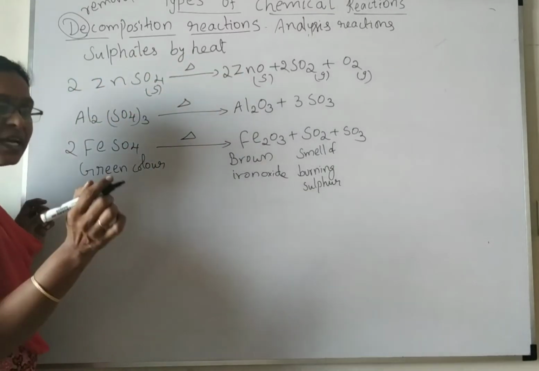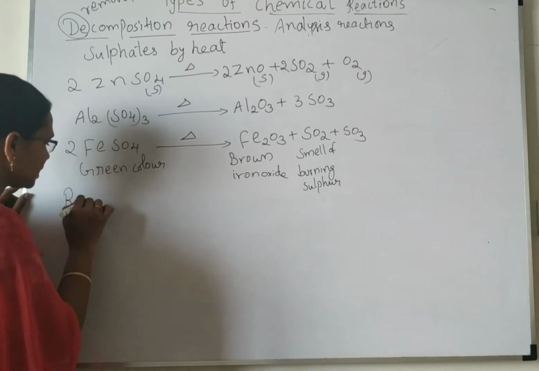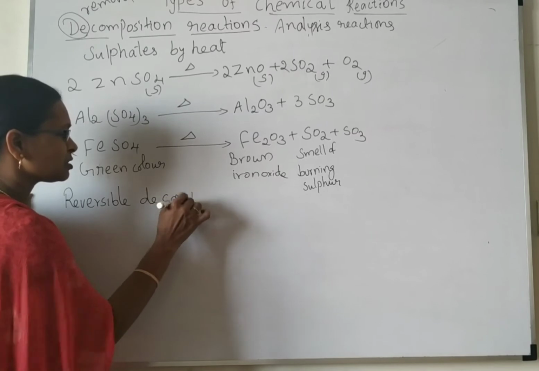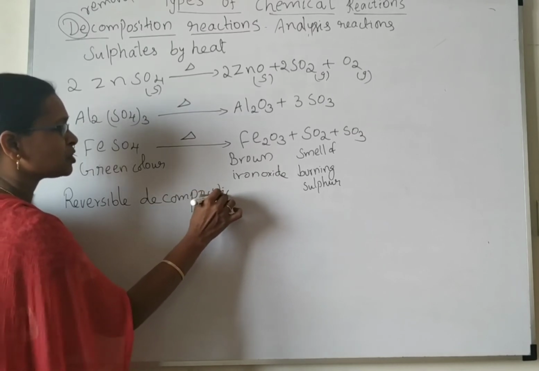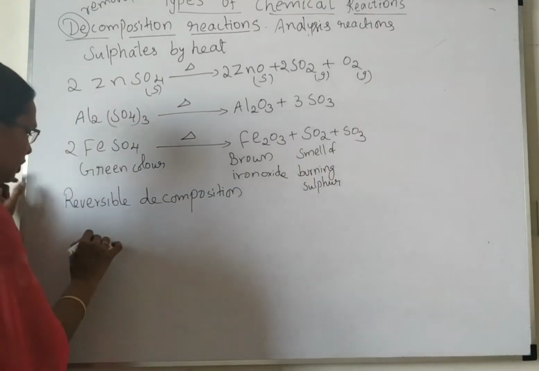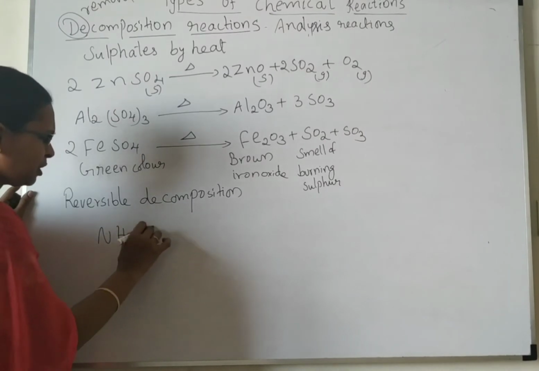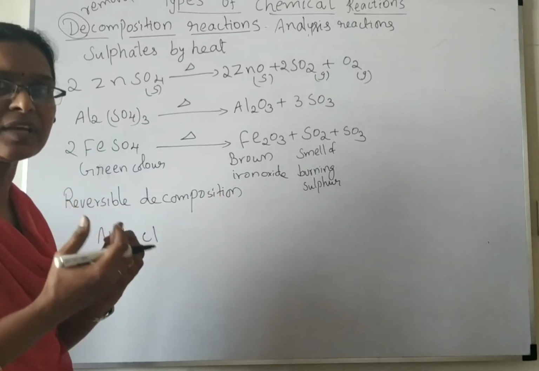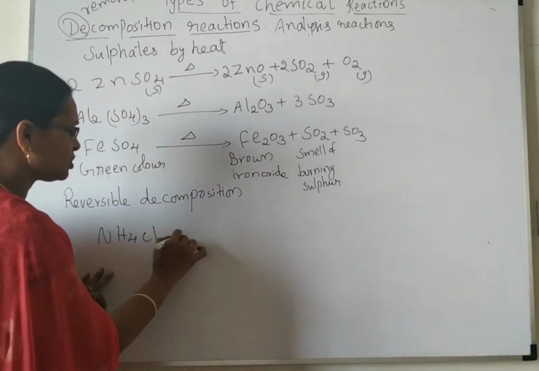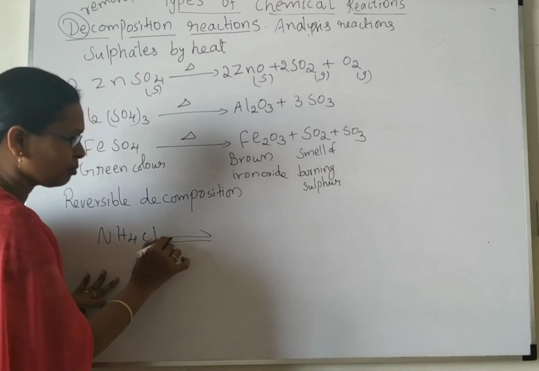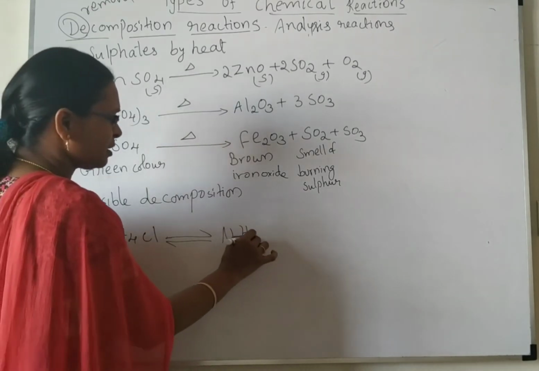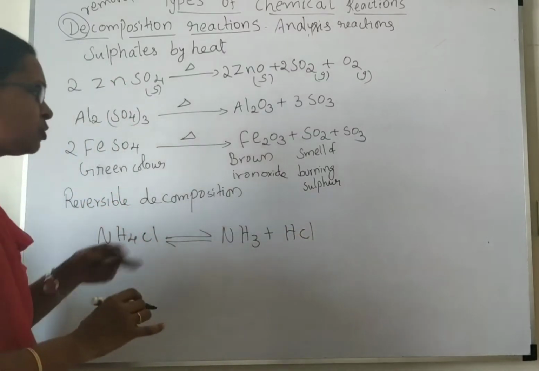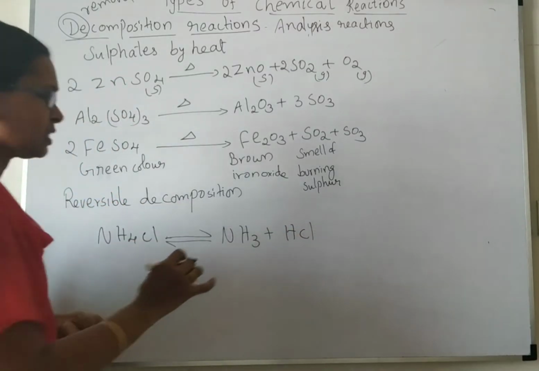And then some reversible decomposition reactions are also there. When you take a reversible decomposition, for example, ammonium chloride. On heating, these crystals will dissociate and again on cooling, they will recombine, right? So NH4Cl, as a reversible reaction, I am mentioning like this, NH3 ammonia plus HCl. It is going to dissociate into gases, both of them.